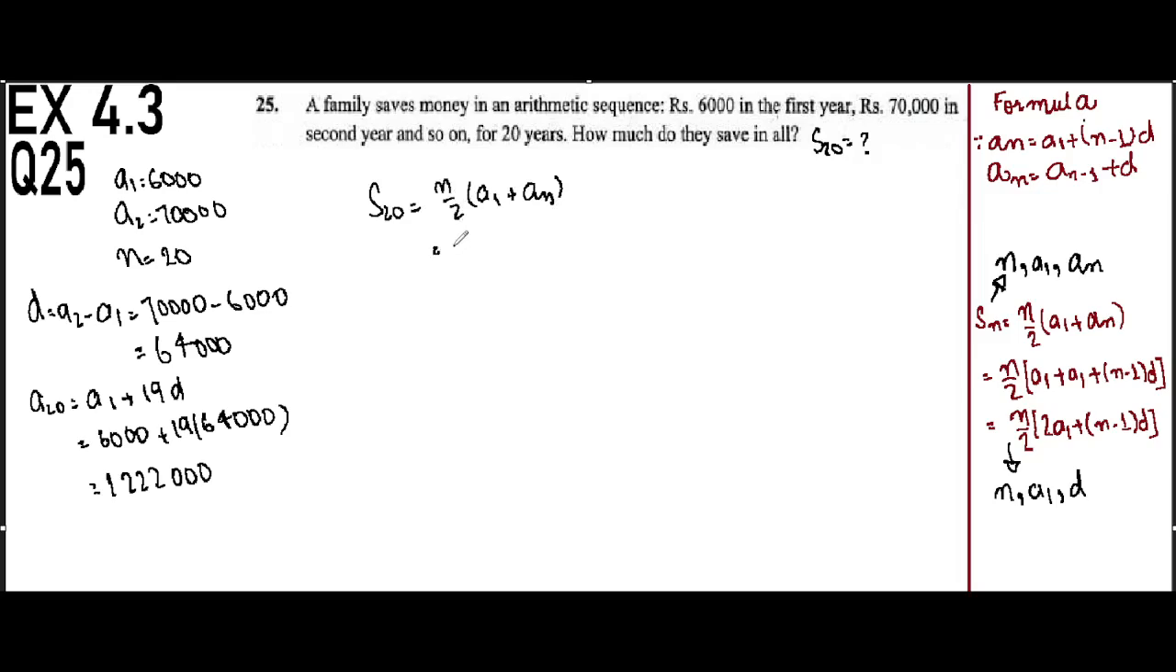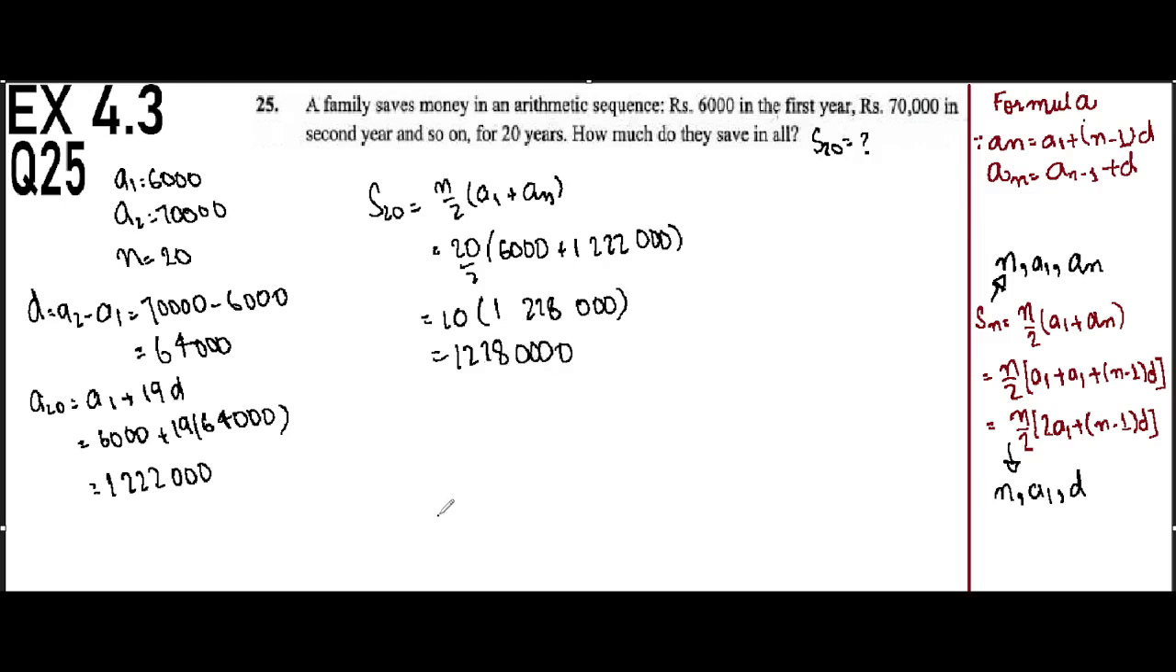n is 20 divided by 2 into A1 is 6,000 plus An is 1,222,000. It is equal to 20 by 2, which is 10, into 6,000 plus 1,222,000, which is 1,228,000. And this into 10 gives us 12,280,000. So this is S20, and this is the result of our question.